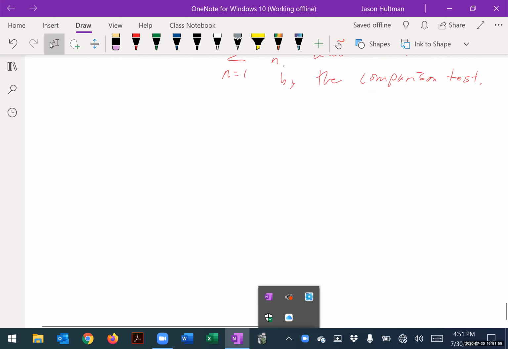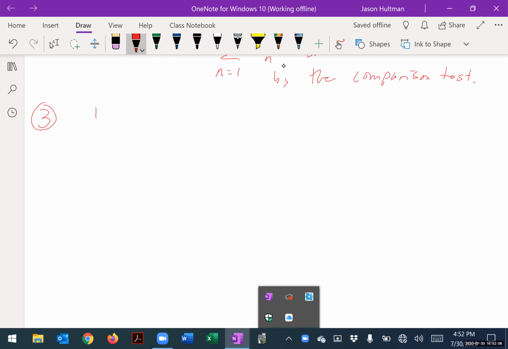Nice. Okay, last example for today. It's good because I ran out of paper. Okay, number 3. Test the series. Summation n equals 1 to infinity.